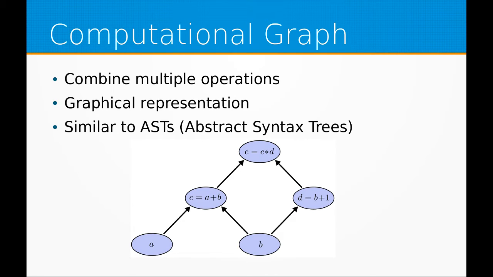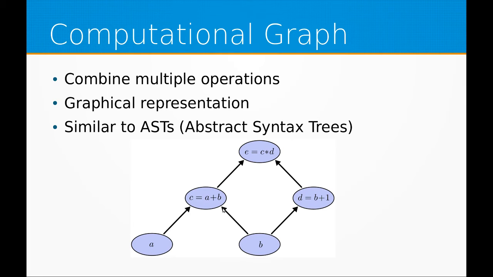So this is an example of a computation graph. Suppose we want to compute E equals C times D, where C is computed as A plus B, and D is computed as B plus 1. And these are the inputs A and B.